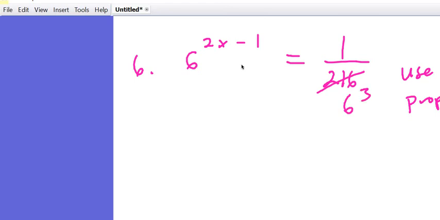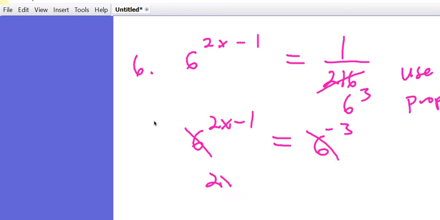Now, I don't want the 6 cubed to be in the denominator. I need to use the negative exponent property to get that base 6 up into the numerator, basically. So what am I going to do? 6 to the negative 3. So let me rewrite that. 6 to the 2x minus 1 equals 6 to the negative 3. Very good. All right. Now we do have a common base. What can we do with it? They can cancel out. That leaves 2x minus 1 equals negative 3. Now it's the basic equation.